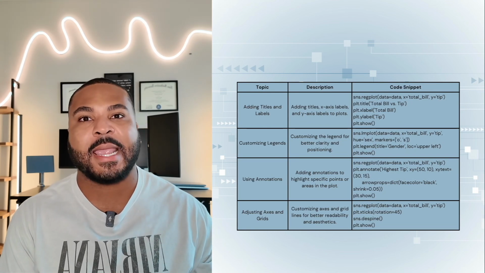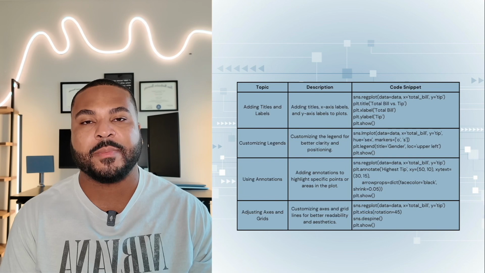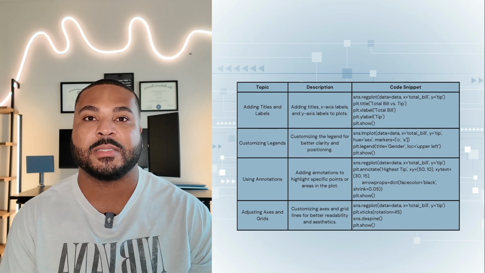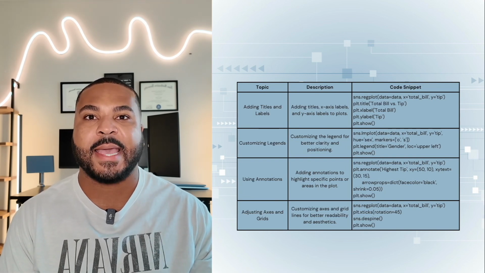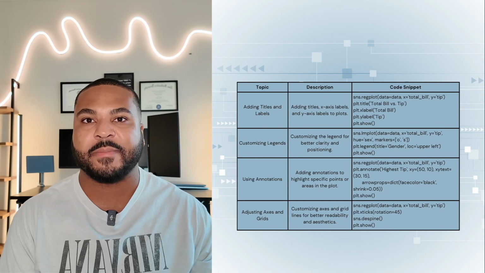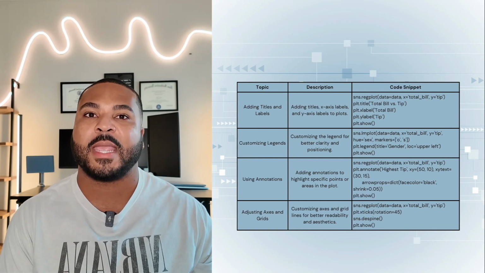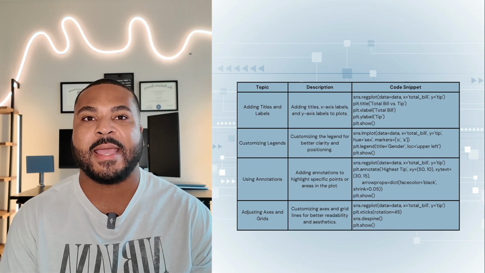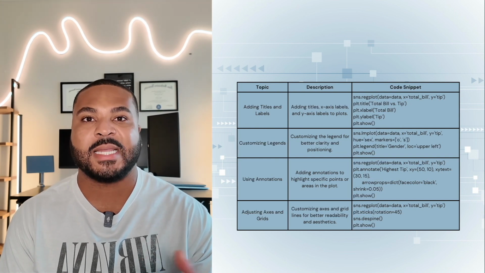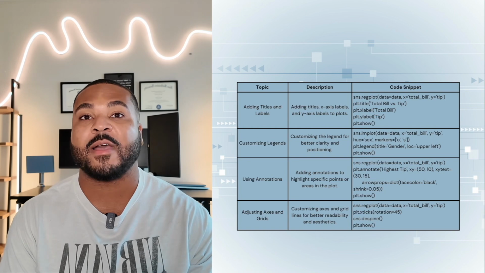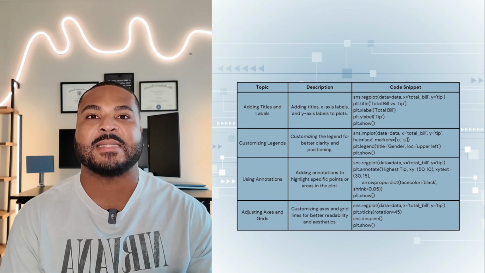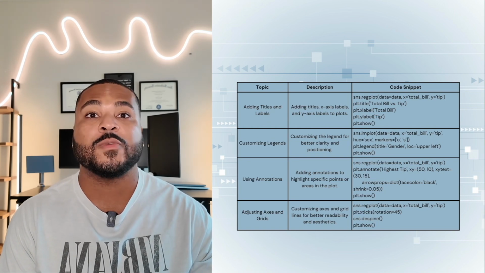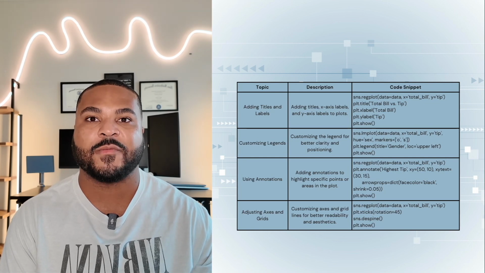Customizing the axes and grid lines can improve the readability and aesthetics of your plots. For example, you can rotate the x-axis labels for better visibility and remove the top and right spines for a cleaner look. In this example, the plot.xtext function rotates the x-axis label by 45 degrees, and the sns.despine function removes the top and right spines from the plot.